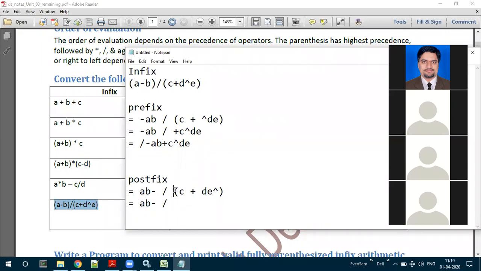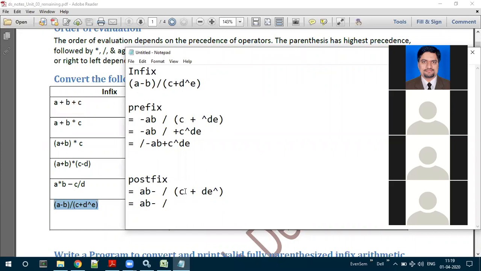Now we have to convert this expression placed in brackets. What is the operator we have here? Plus. What are its two operands? C and then the second is D E power. How to write this here? Tell me. C D E power plus.